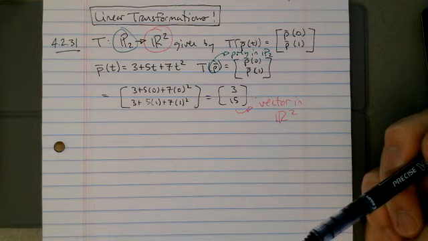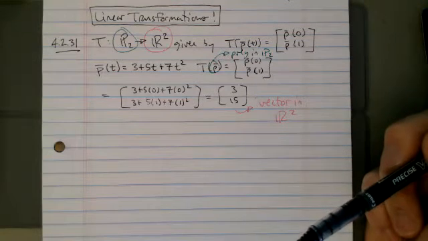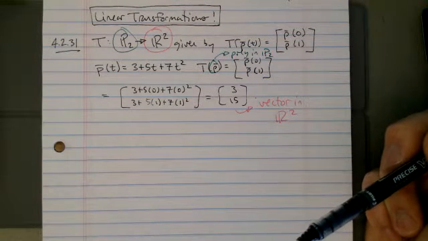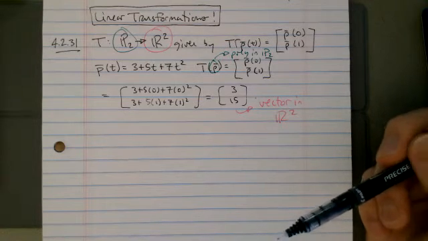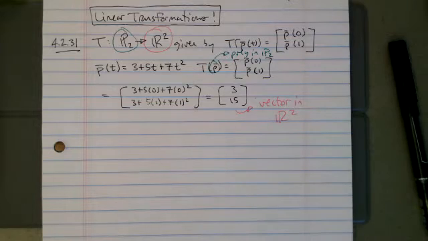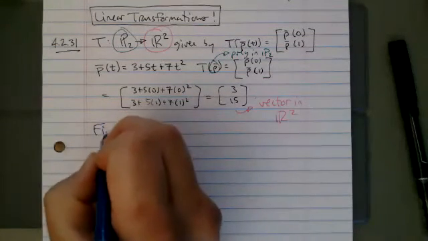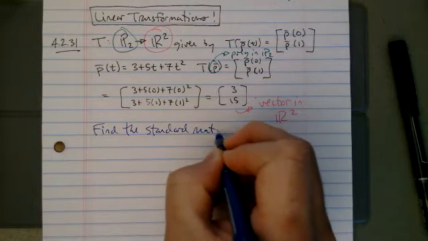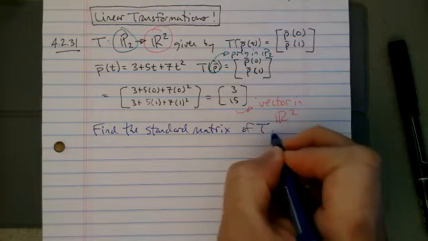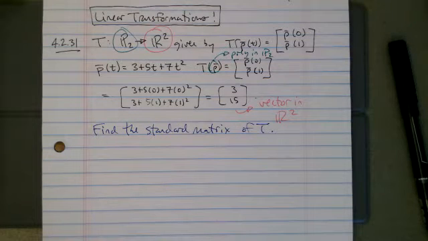So the problem asks you to show that T is a linear transformation. You can show that T is a linear transformation by showing that it respects linear combinations, or you can find a matrix that implements the map. This is not on the spec sheet for this particular problem, but let's find the standard matrix of the transformation.